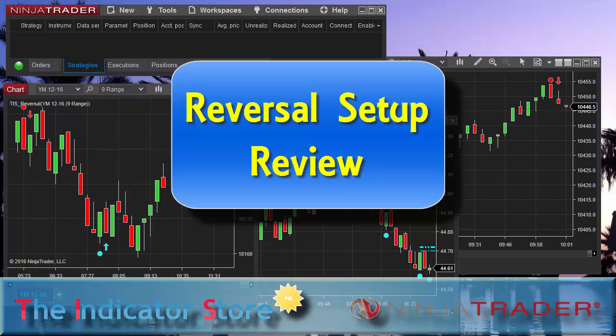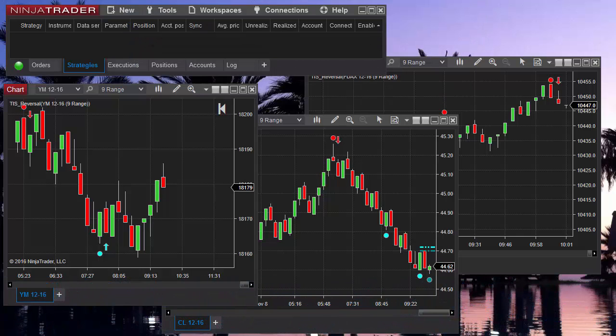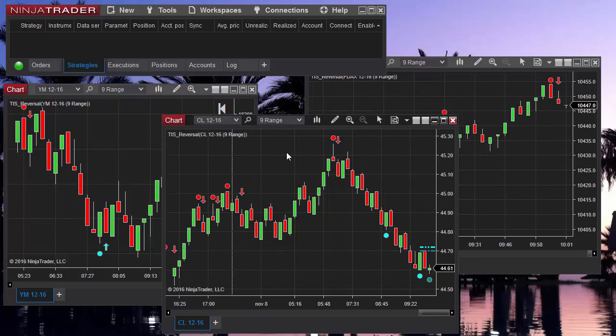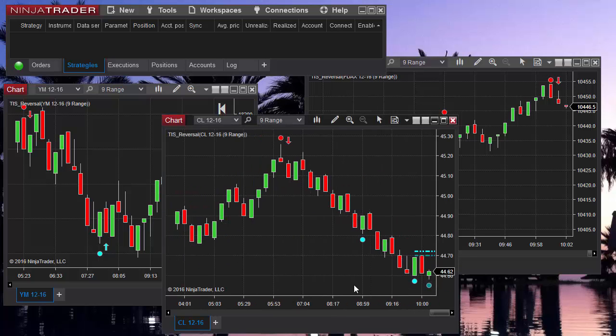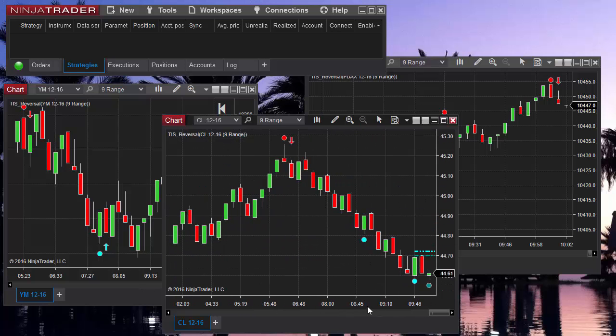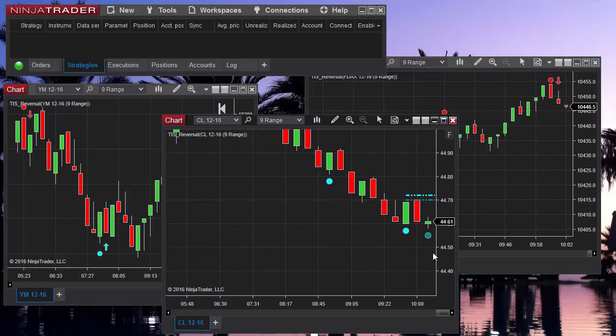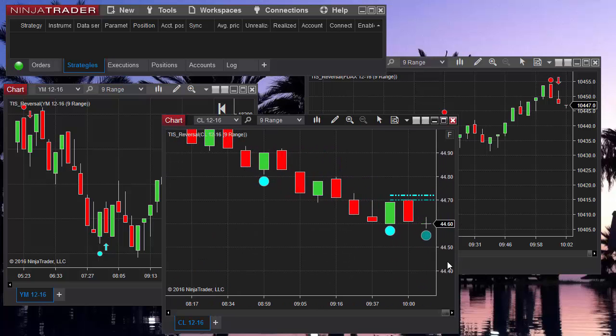Hello, good morning everyone. Today we are going to review the reversal setup, how we can improve the signals and how to use them in different market conditions. On this, first let's make a review of which are the signals that this indicator paints.